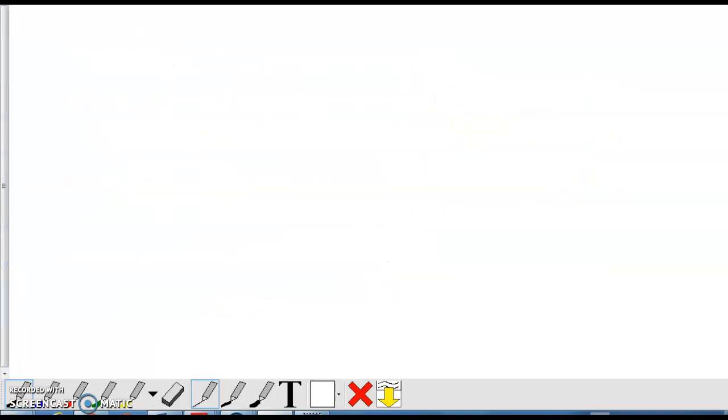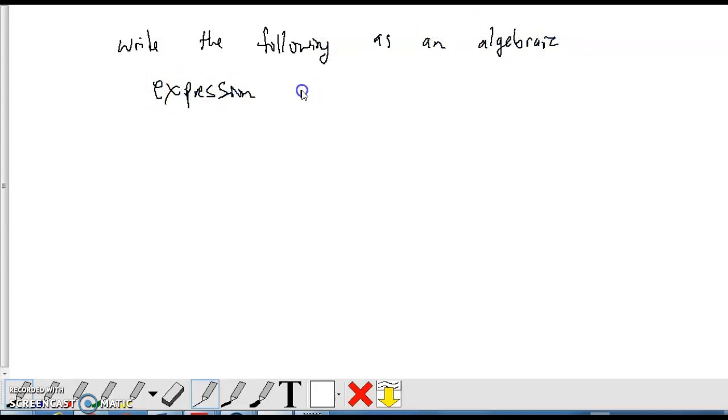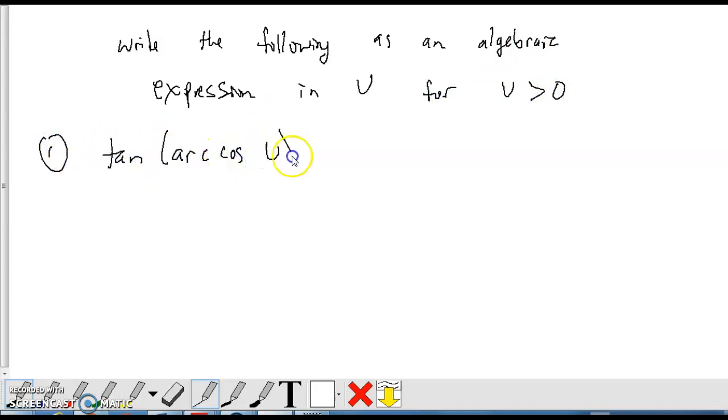Awesome. So let's try one more type of problem. What happens if we're actually not given any numbers? So write the following as an algebraic expression in U for when U is greater than 0. So here's our first one. So tan of arc cosine of U.